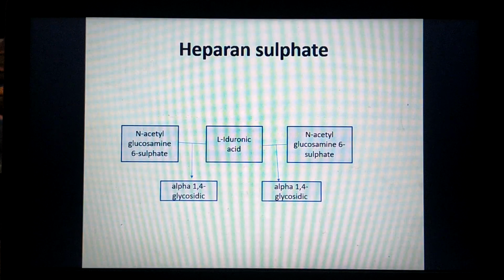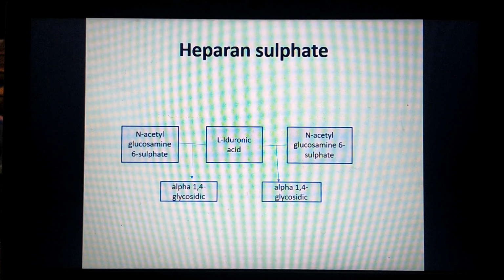So we have studied in today's lecture about storage polysaccharide, that is glycogen, and structural polysaccharide, that is glycosaminoglycans. In these glycosaminoglycans we have studied 6 glycosaminoglycans which are given in the syllabus. Thank you very much.